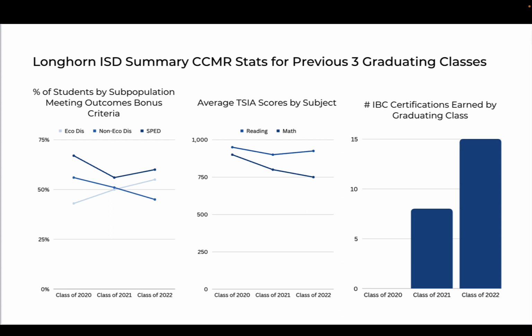The second line chart presents the average TSIA score by subject. Again, the average score is presented by year. The third bar chart is showing us the frequency of industry-based certifications earned by graduating class over the last 3 years. These aggregate summaries of data provide us a really great starting point in understanding what's going on in our data, or with the student CCM readiness.